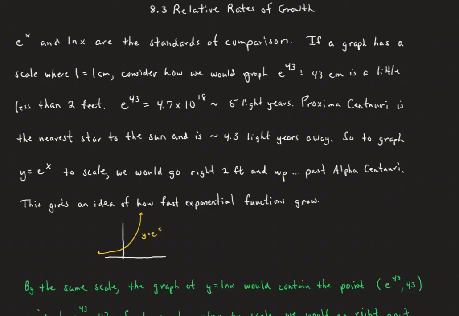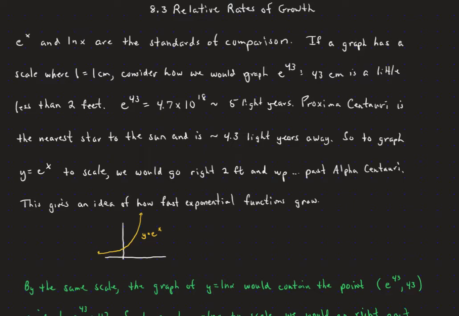In this video, we're going to talk about Section 8.3 in our book, Relative Rates of Growth, which is a topic we've talked about in the past, last year in AP Calculus AB, in terms of orders of magnitude of functions. So e to the x and natural log x are the standards of comparison.